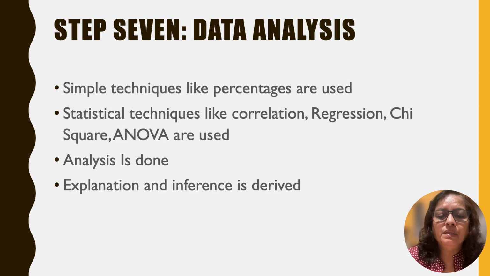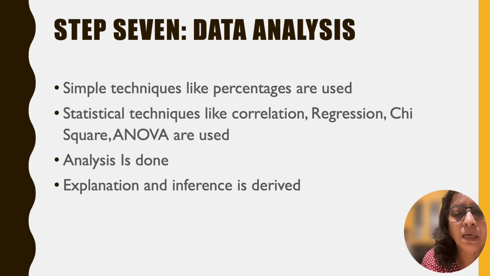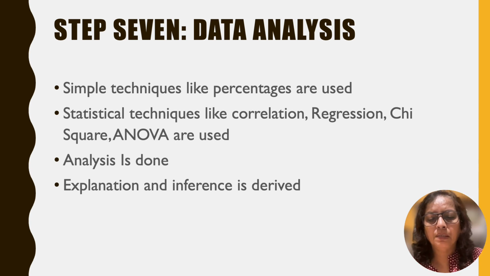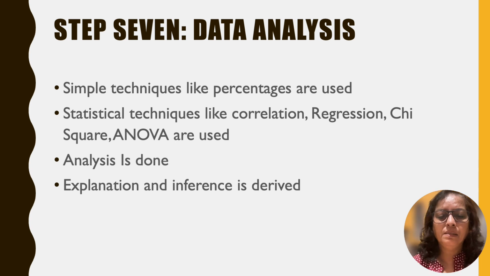Step 7 is data analysis. Many times researchers use simple techniques like percentages, bar graphs, etc. to analyze, and then we go into slightly advanced techniques like correlation, regression, chi-square, ANOVA, etc. And this is the way analysis is done.